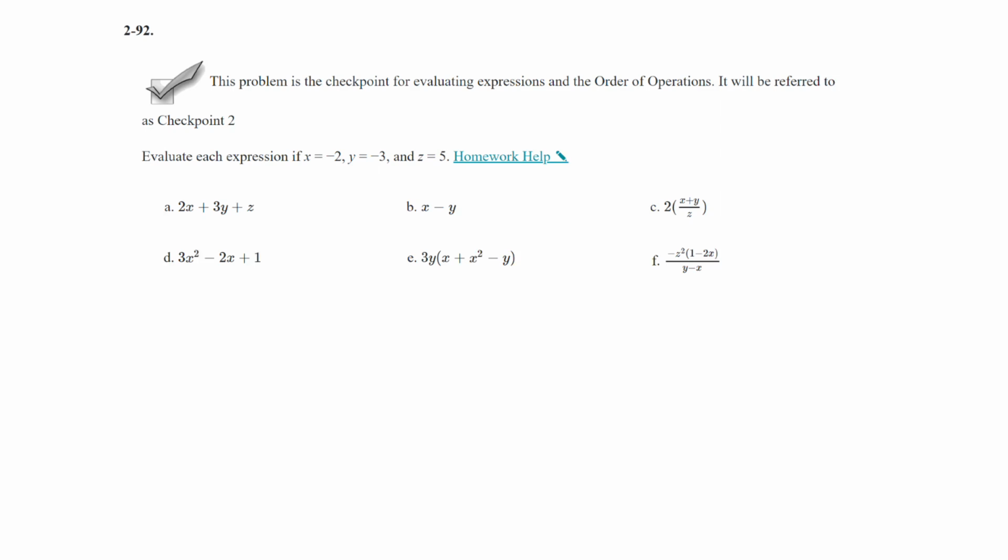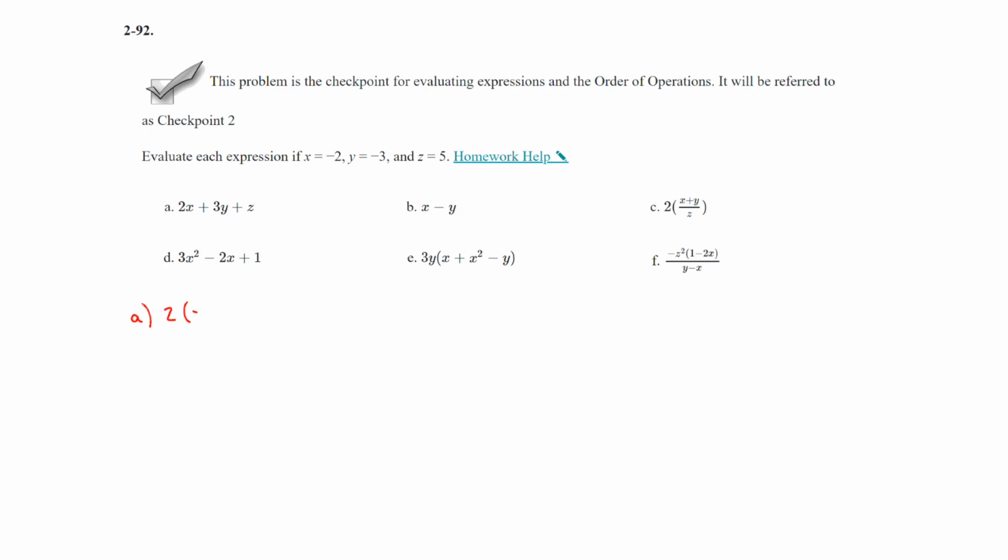Question 92, there's a checkpoint right here for evaluating expressions and the order of operations. At this point in the textbook, it is strongly recommended that you're able to successfully complete these types of problems. There's quite a few of them on the checkpoints. There's 6 of them, so let's go through each of these.